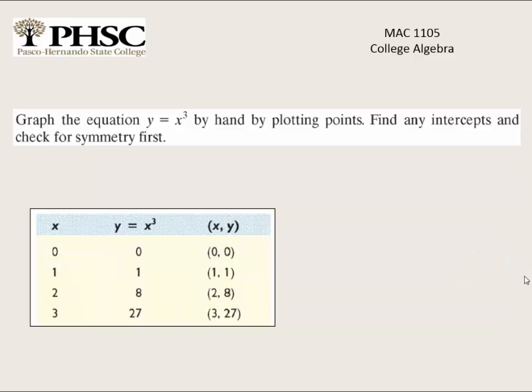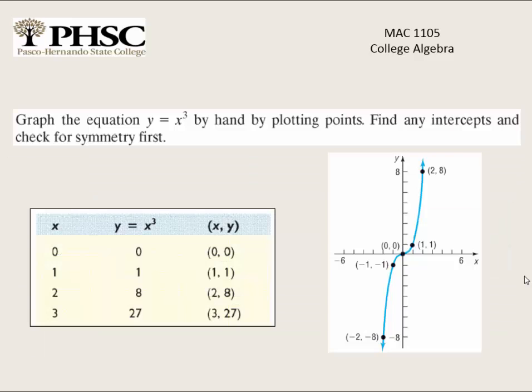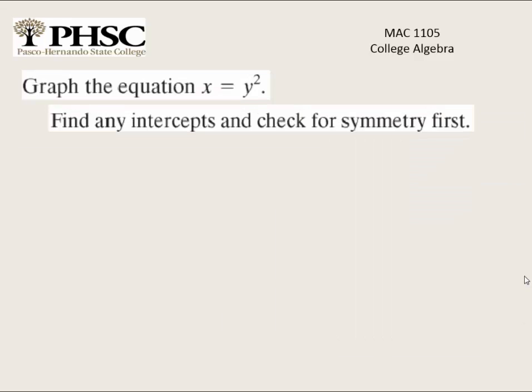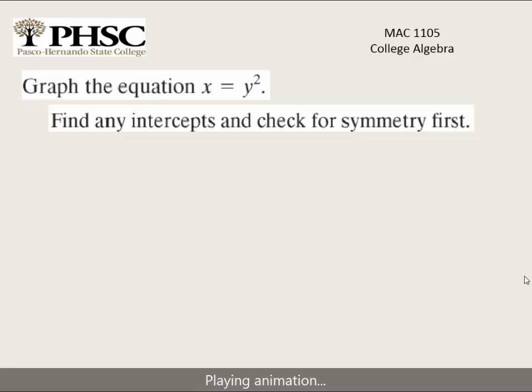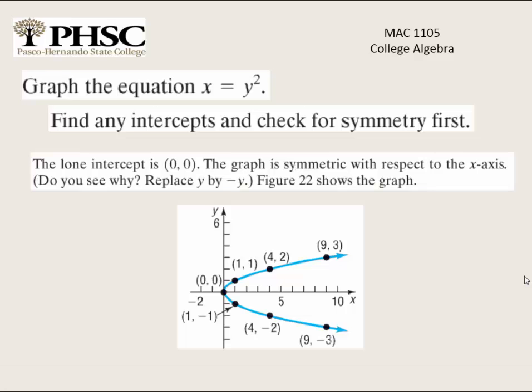And then here we have a few points, and then we'll go ahead and plot them, and the graph of y equals x squared is there. So here we have another equation, x equals y squared. We're going to go ahead and find any intercepts, and then we're going to check for symmetry. So again, the lone intercept is 0, 0, and the graph is symmetric with respect to the x-axis. If you replace y by negative y, you get x equals y squared. So therefore, that's why it's symmetric with respect to the x-axis.